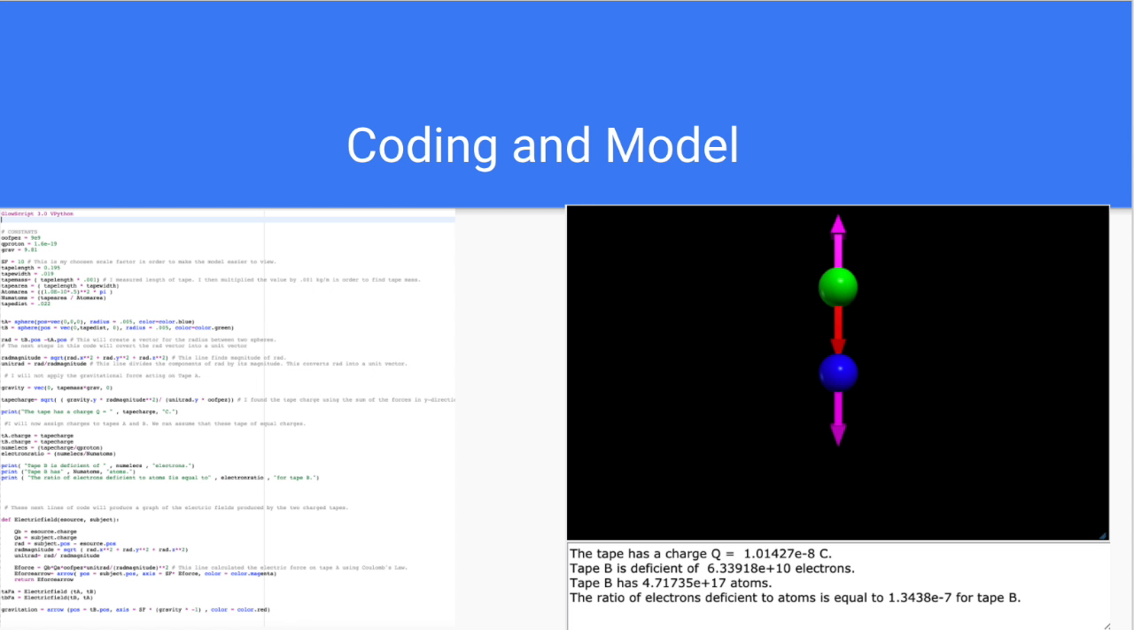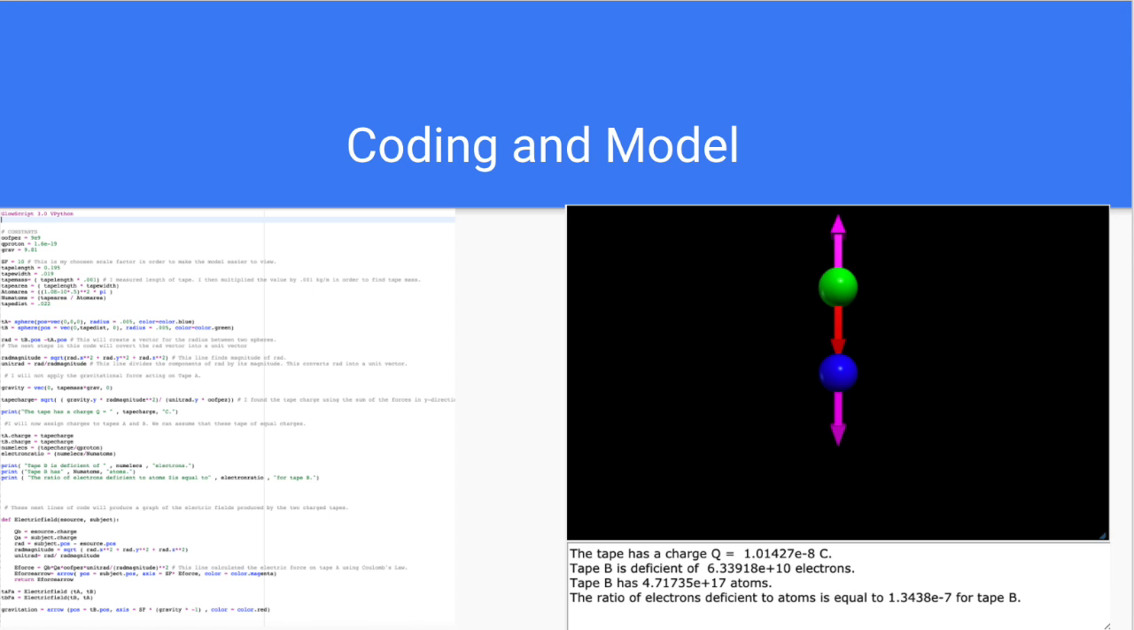The image to the left is the coding I used for this lab, and the image to the right is a model produced by this code. As you can see, this code prints out the charge of tape B, the number of electrons deficient, the number of atoms on tape B, and the ratio between the electrons deficient and the atoms on tape B. The green sphere represents tape B. The purple arrow protruding up from the green sphere represents the repulsive force from tape A acting on tape B. The red arrow protruding down from the green sphere represents the gravitational force acting on tape B.